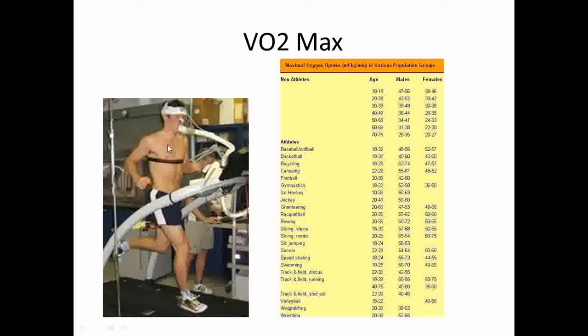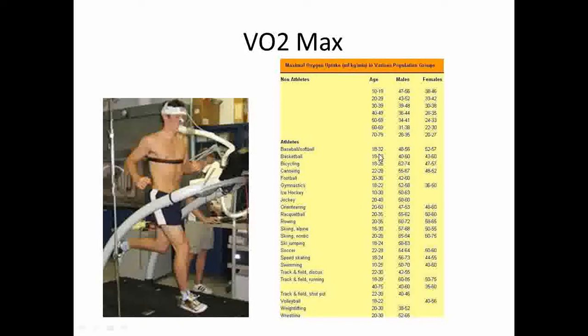This is a picture of someone completing a VO2 max test. So you can see that they're hooked up to a machine here, which is measuring how much oxygen and carbon dioxide they're breathing in and out per breath. And that will be a maximum test, so that the treadmill speed would be slowly increased until they get to their maximum speed, and that will measure their VO2 max.